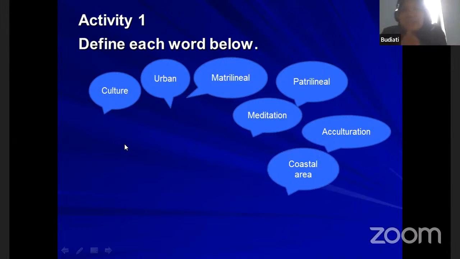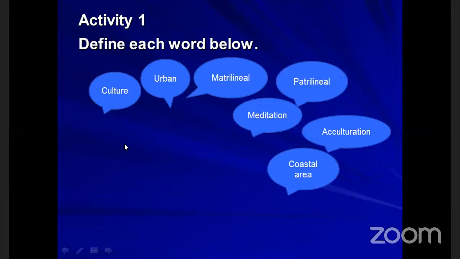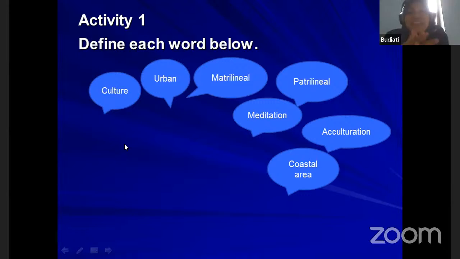I think you already learned about the coastal area, and then I think it is easy to make a sentence with the coastal area. Please, Miss Tabitha. Yes, ma'am. Coastal area is a place of fishermen. A place for the fishermen. Usually a place of fishermen. Okay, thank you.